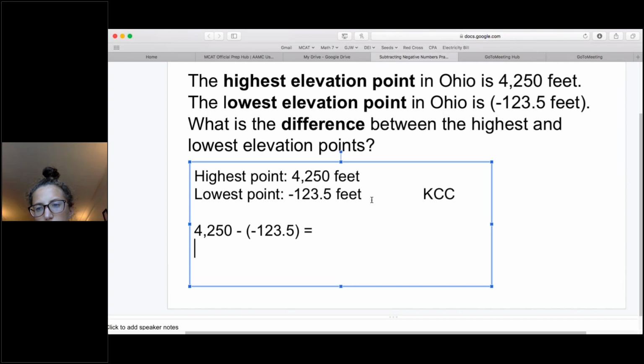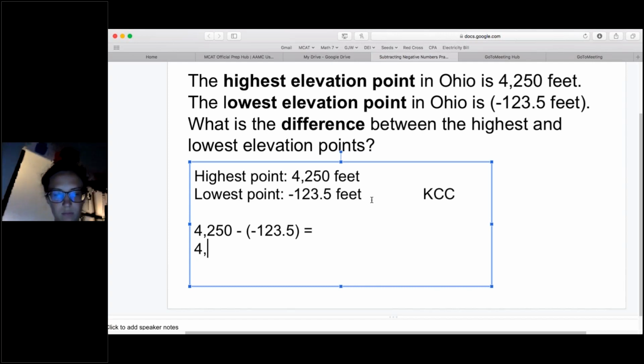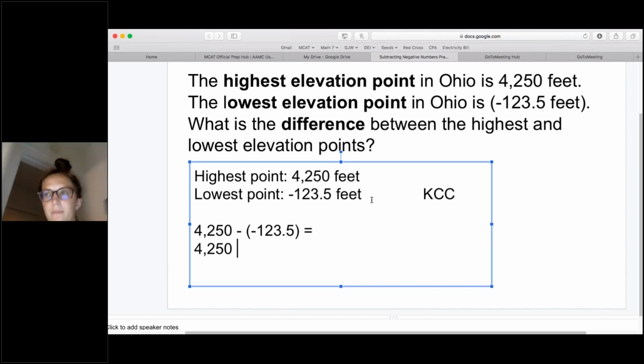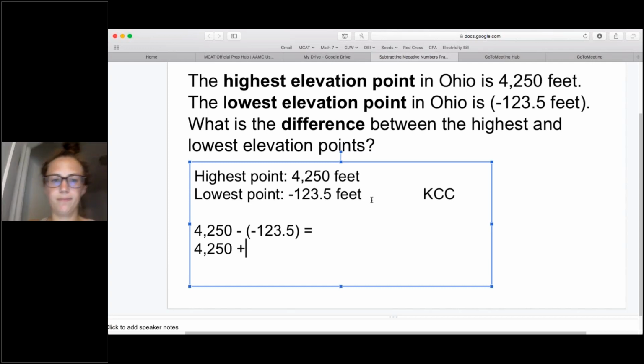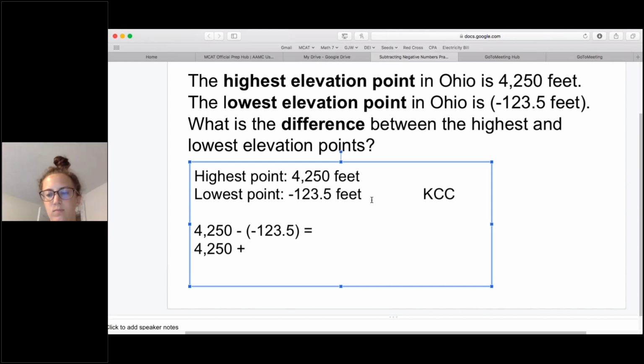So we have... what happens to that first number? We'll keep that at 4,250. And then add negative 123.5. I add a negative number. So we kept the first one. That was good. You changed the sign. What's the last step you have to do? Yeah, we want to change that one to a positive, right?